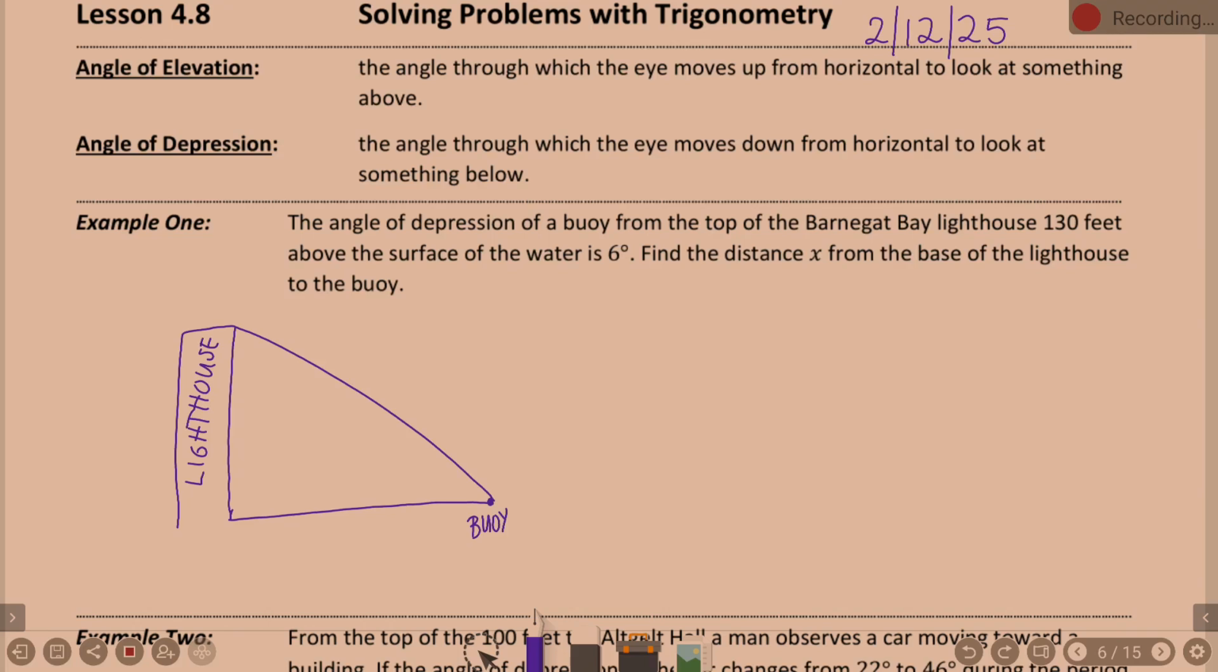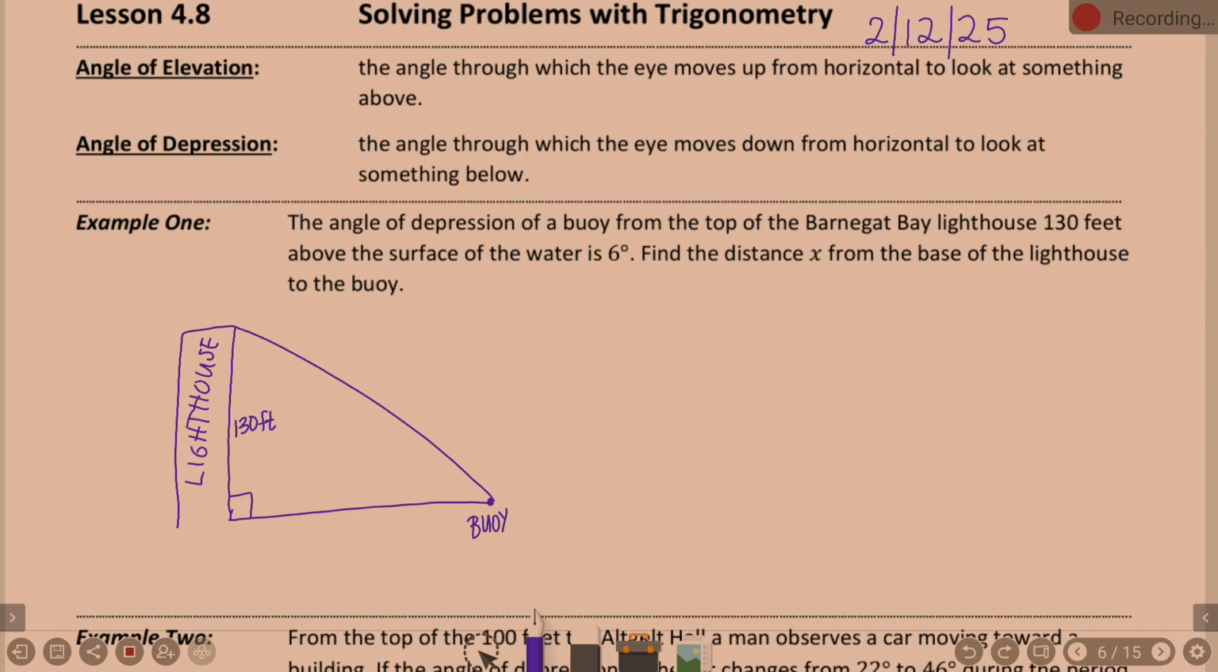So, what shape did I just draw? I just drew a right triangle, folks. Okay, now, stick with me. The angle of depression of a buoy from the top of the Barnegat Bay Lighthouse, 130 feet above the surface of the water. What's 130 feet? Height of the lighthouse. So this side right here has a height of 130 feet.